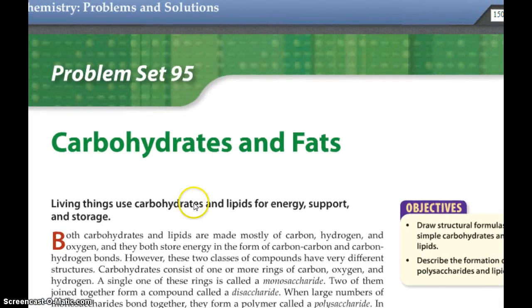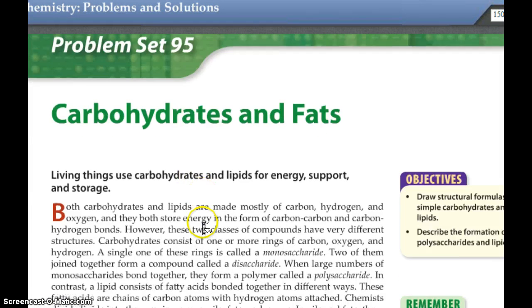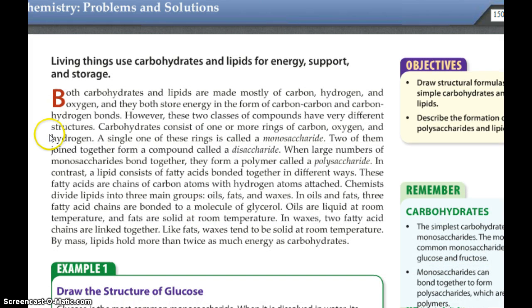Living things use carbohydrates and lipids for energy support and storage. Both carbohydrates and lipids are made mostly of carbon, hydrogen, and oxygen, and they both store energy in the form of carbon-carbon and carbon-hydrogen bonds. However, these two classes of compounds have very different structures. Carbohydrates consist of one or more rings of carbon, oxygen, and hydrogen. A single one of these rings is called a monosaccharide. Two of them joined together to form a compound is a disaccharide. When large numbers of monosaccharides bond together, they form a polymer called a polysaccharide.